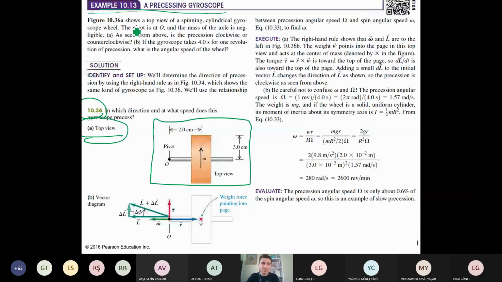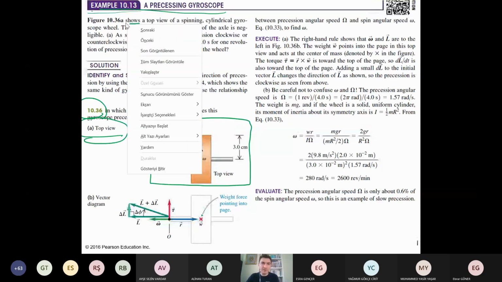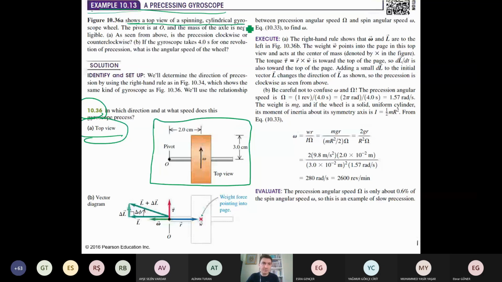Figure A shows a top view of a spinning cylindrical gyroscope wheel. The pivot is at the origin. Here we have a pivot, and this is the wheel. We are looking from the top, and the mass of the axle is negligible. So here we have an axle, but its mass is negligible.